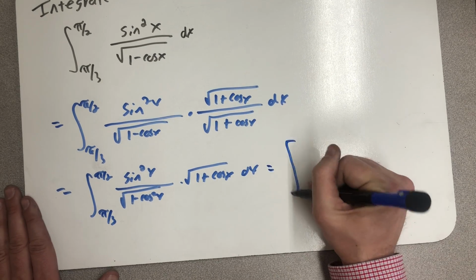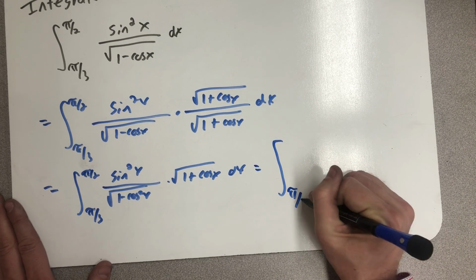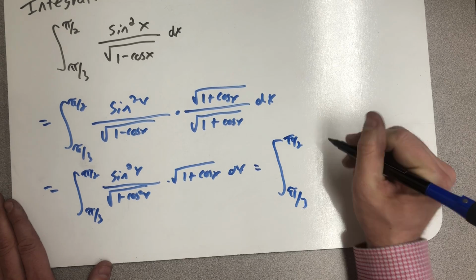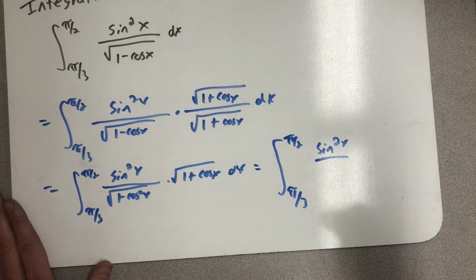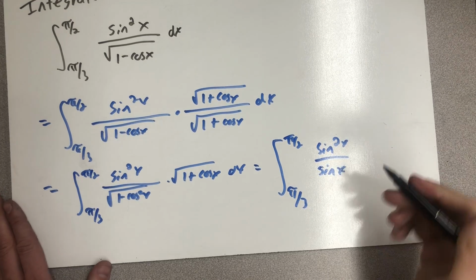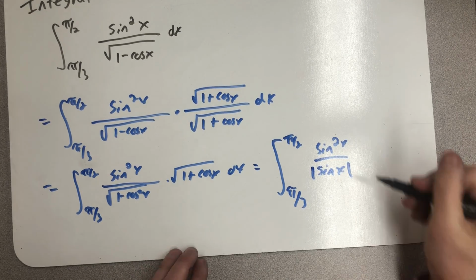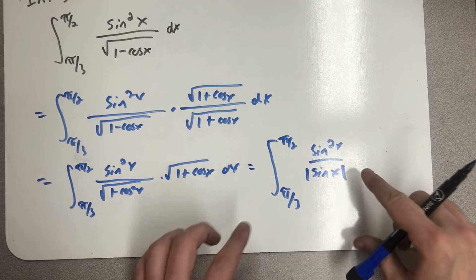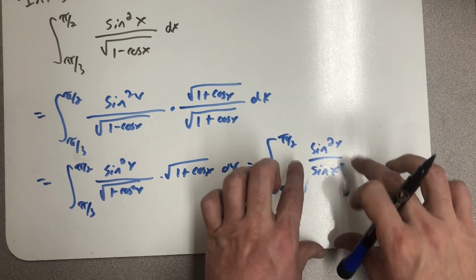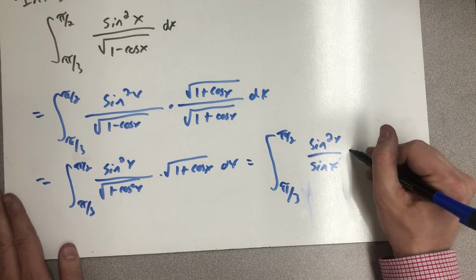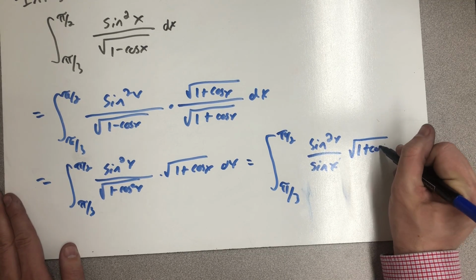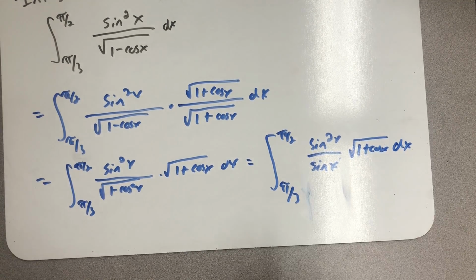Well, that's a sine squared x divided by the square root of a sine squared x, so a sine x. And I might be worried that that needs to be an absolute value, but with my bounds here, that's a nice happy first quadrant angle. So I don't have to worry about those absolute values because everything is positive in the first quadrant. I still have my 1 plus cosine x hanging out here, dx.